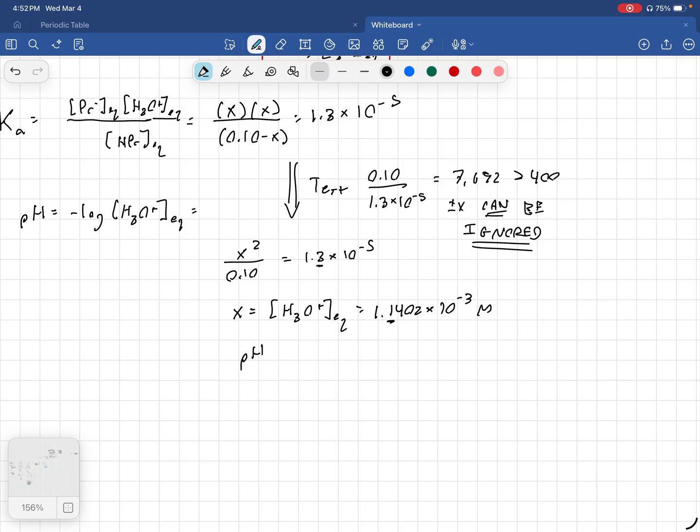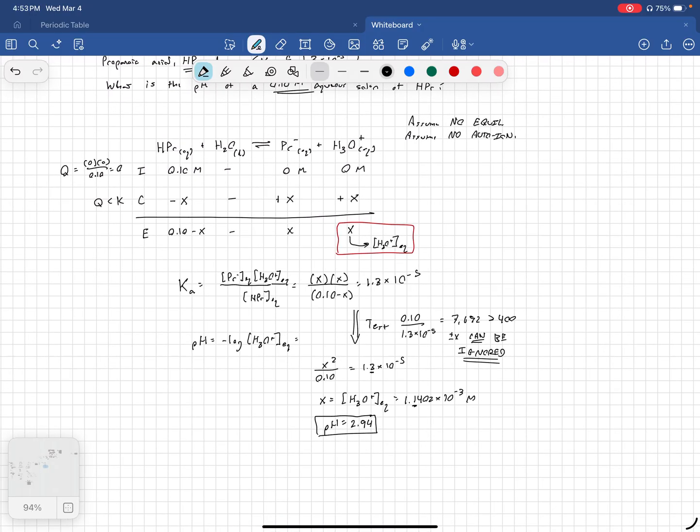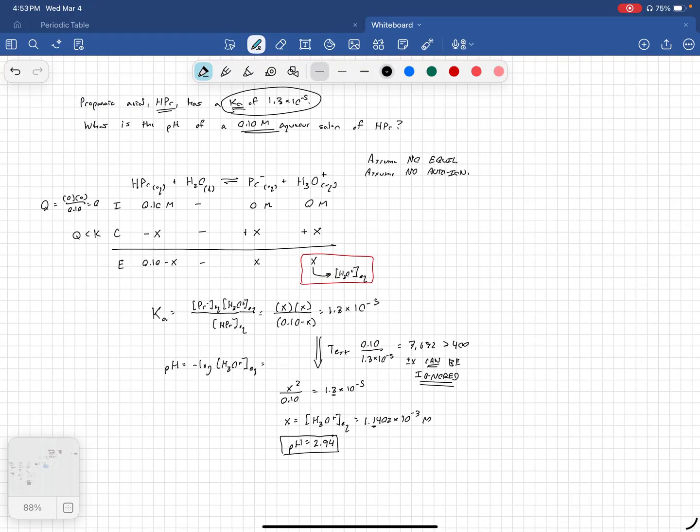If we take the negative log of that, I'll just keep it in my calculator, I get a pH value of 2.94 as our pH. And that's it. That's all there is to solving these types of K problems. Okay, let's do another example where it gets a little bit trickier.